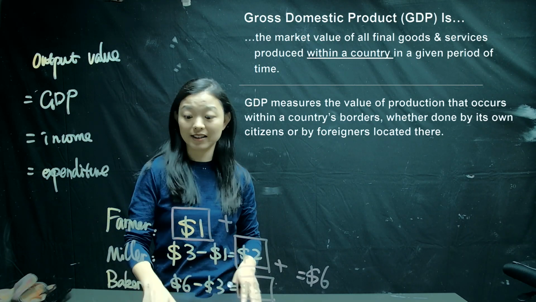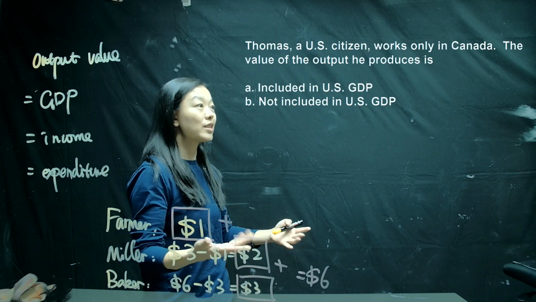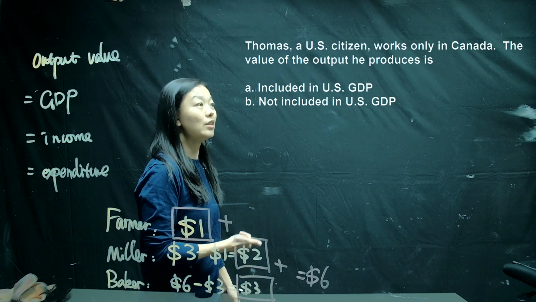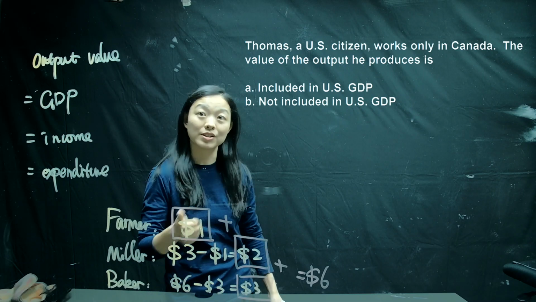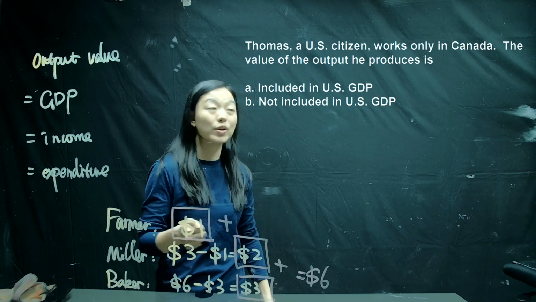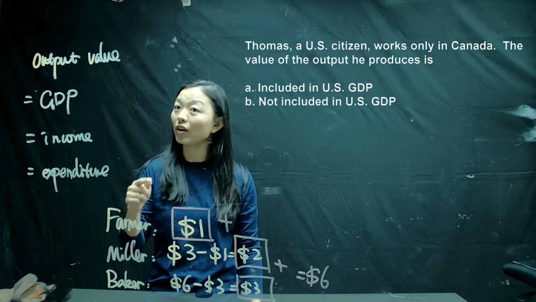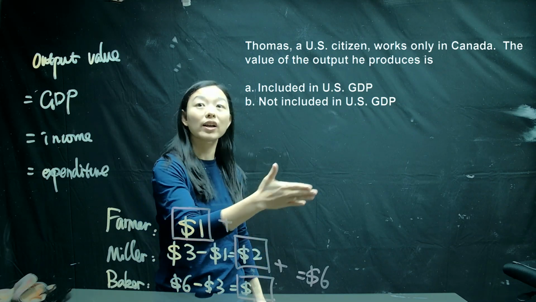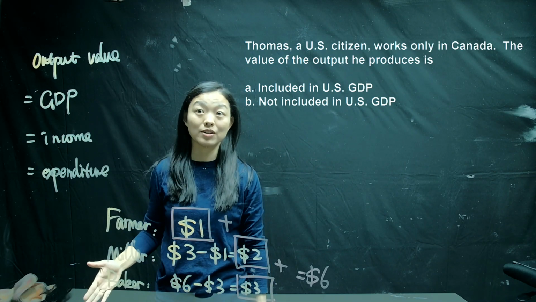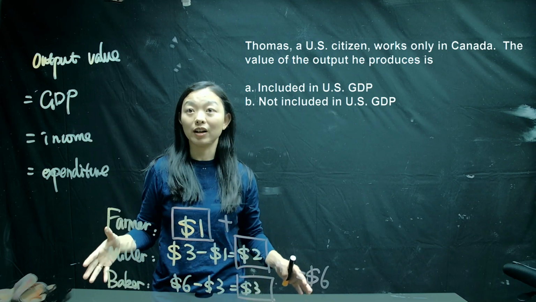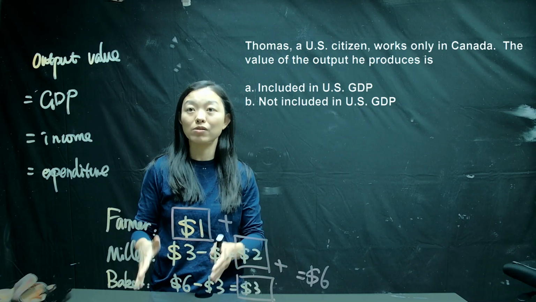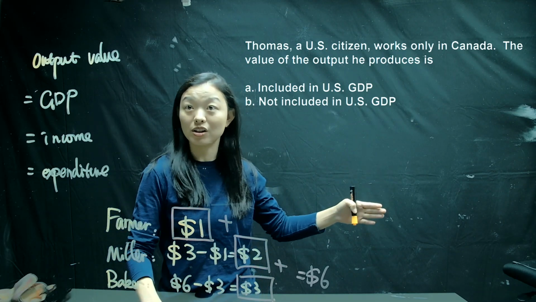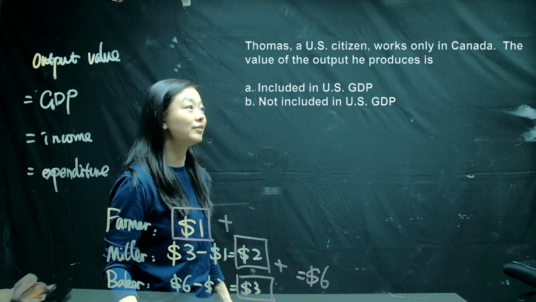So GDP only considers the things produced within its country borders, no matter the nationalities. So we can see there is an example: Thomas, a US citizen, works only in Canada. Is the value of his output counted in US GDP or not? It is not counted in US GDP. Although he's a US citizen, he worked in Canada, not in the United States. Therefore, his income cannot be counted in US GDP. It can be counted in Canada's GDP, okay?